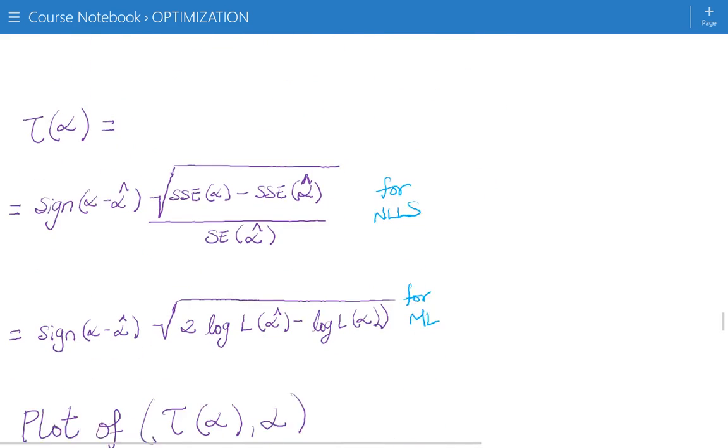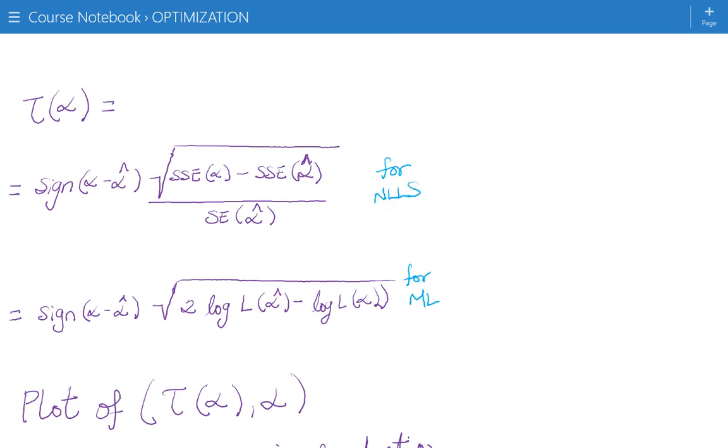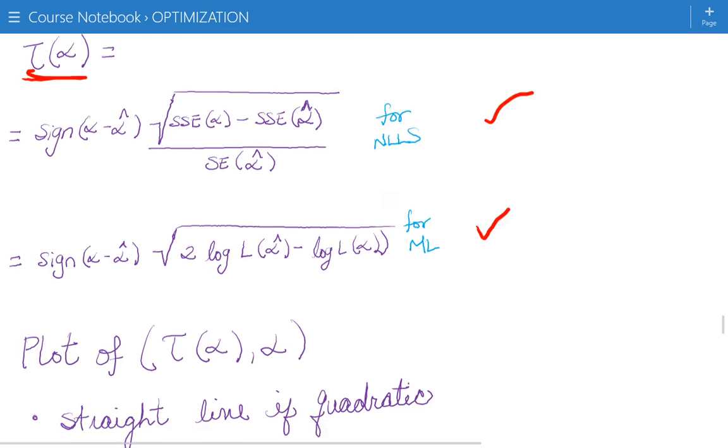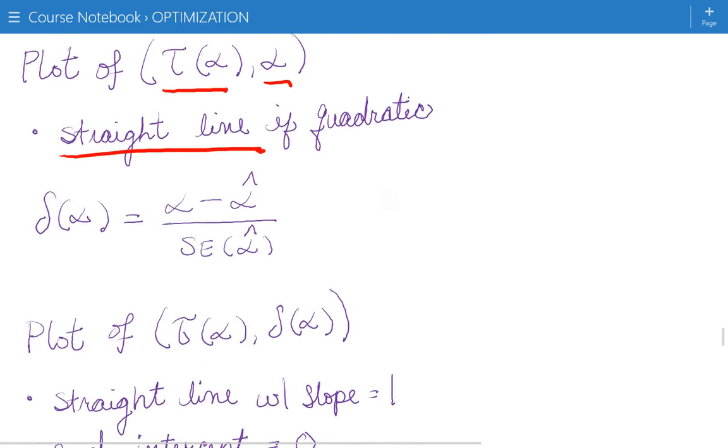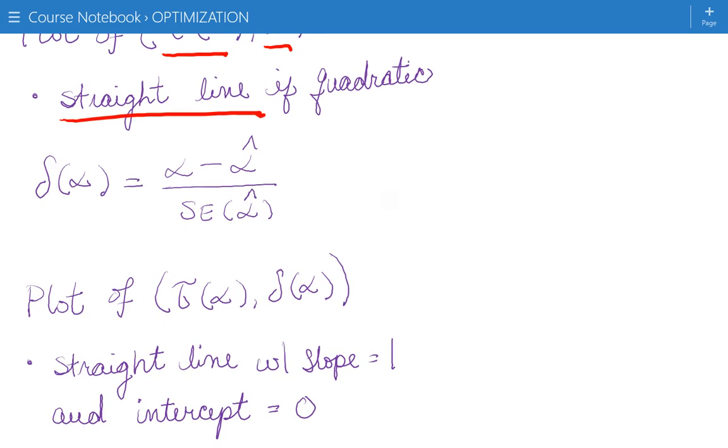But is it? Well, here are two ways of checking this. You can calculate this equation if you're doing nonlinear least squares, or you can calculate this equation if you're doing maximum likelihood. Once you calculate that, some value of tau of alpha, if you plot the tau of alpha with respect to alpha, you should get a straight line. So this plot will come in helpful.